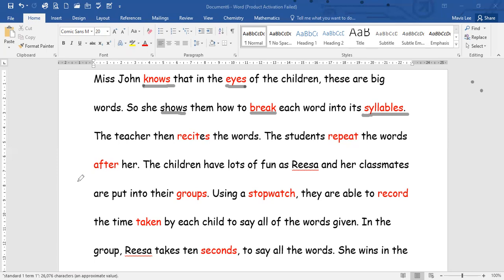Very good. Now I'm going to read it for you. Listen. Miss John knows that in the eyes of the children, these are big words. So she shows them how to break each word into its syllables. Remember, we're practicing fluent reading and fluent writing. So this is called fluent reading.